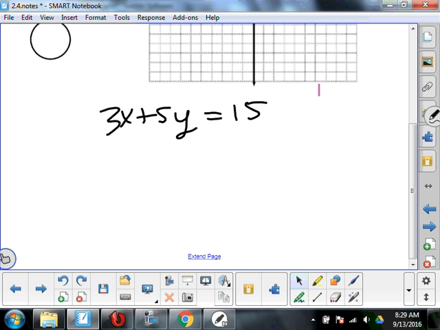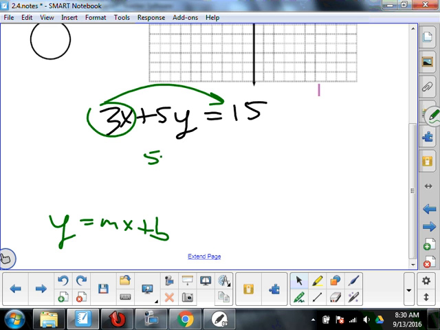So what should I do first? Slope-intercept form is y equals mx plus b. So I want the y all by itself. I've got to take this 3x term and put it on the other side. So 5y equals negative 3x plus 15. And then what do I do? Divide by 5.